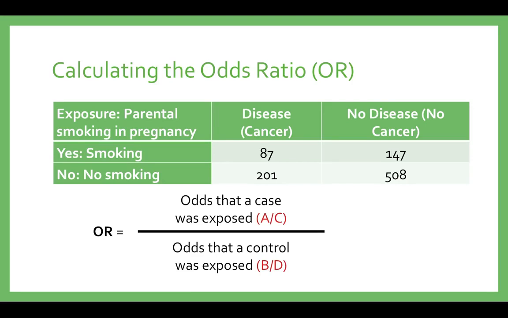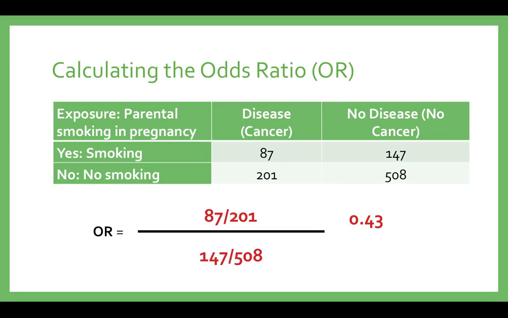To get the odds ratio, we divide the number of kids with parental smoking by the number of kids without parental smoking in the cancer group, for an odds of 0.43. This is divided by the odds of parental smoking in the non-cancer group, 0.29, for an odds ratio of 1.48. Notice that this is different from the relative risk equation because we don't use total exposed or total unexposed anywhere in the equation.